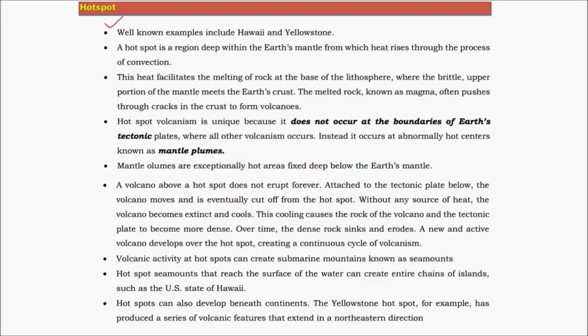There is one more important concept called hotspot. A hotspot is a region deep within the Earth's mantle which is very hot and fixed in the mantle, and there is no change in its position. This is called a mantle plume. And these mantle plumes do not occur at the plate boundaries of Earth's tectonic plates. They occur only in the middle of a plate, that is an oceanic plate or a continental plate. They don't occur at plate margins.